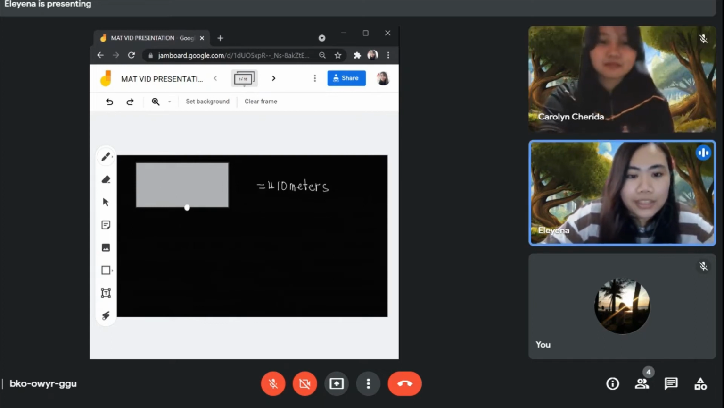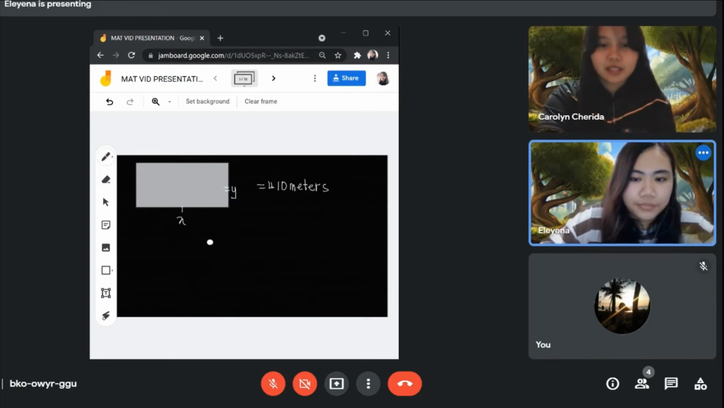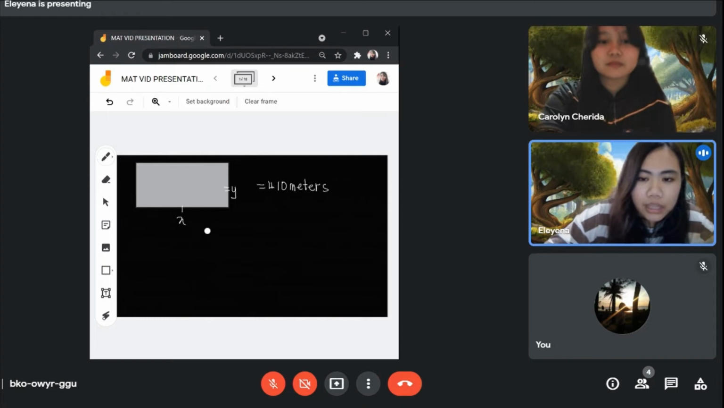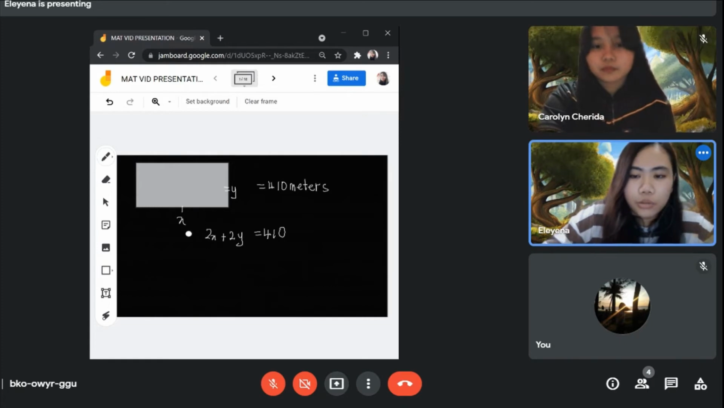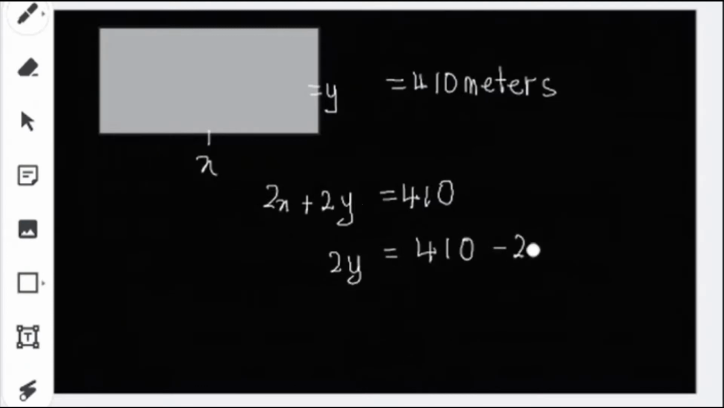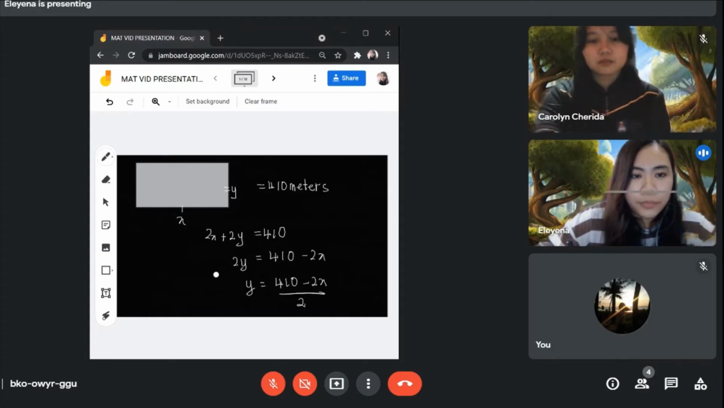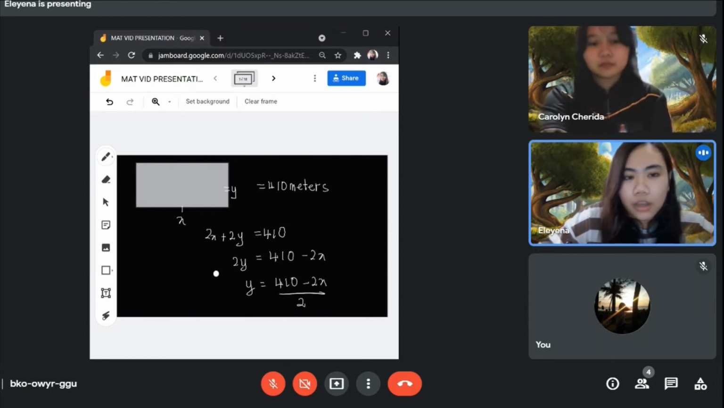Okay, so we take the unknown length as x and the width as y. Do you agree? Yes, it's a good idea. Okay, so for the first step, we take 2x plus 2y equal to 410 meters. This 2x and this 2y each come from the perimeter of the base of the quarantine center. Then we make y in terms of x. So from my calculation, y in terms of x is (410 minus 2x) over 2.